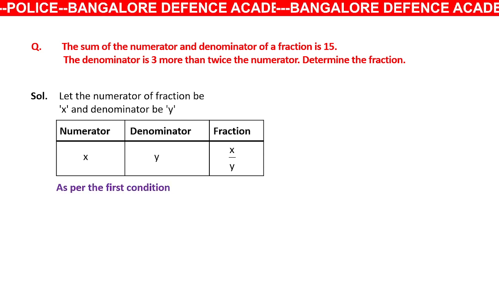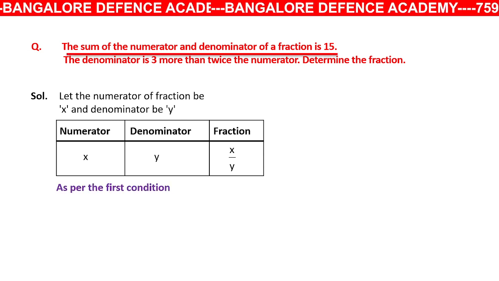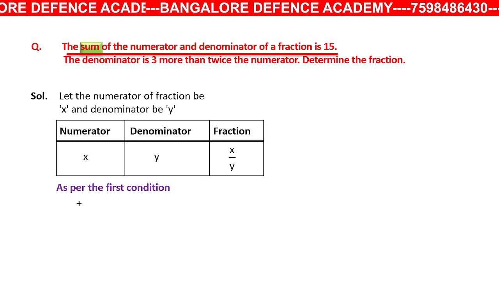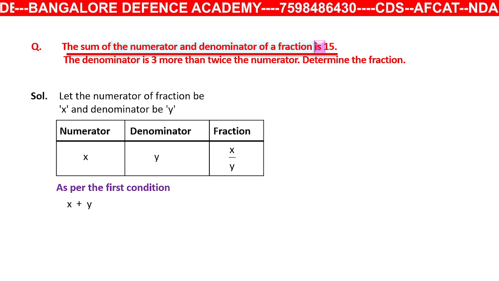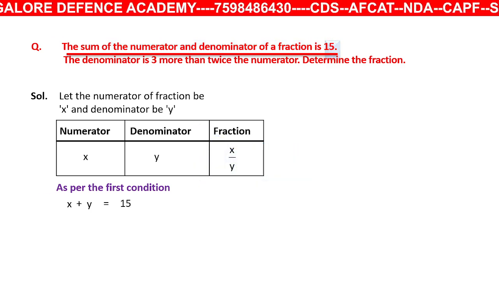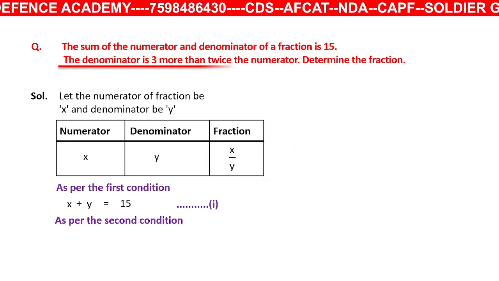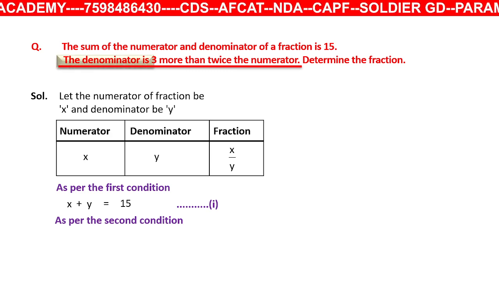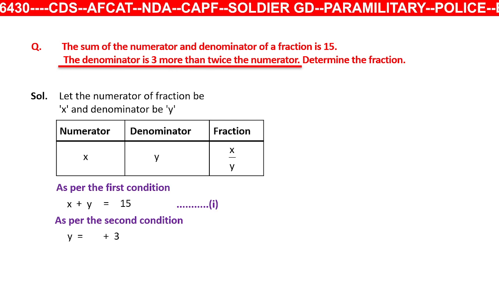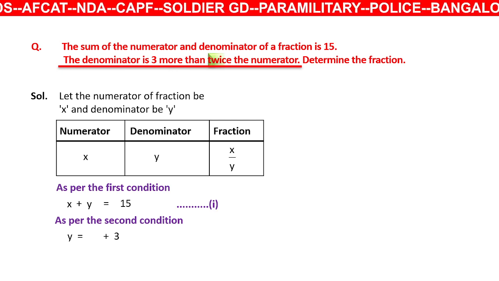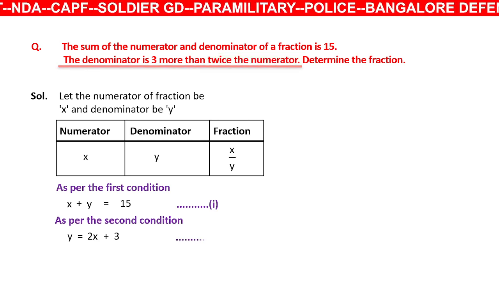As per the first condition, the sum of the numerator and denominator is 15. So x plus y is equal to 15. Next, as per the second condition, the denominator is 3 more than twice the numerator. So y is equal to 3 more than twice the numerator, that is 2x plus 3. So you get the value of y here.